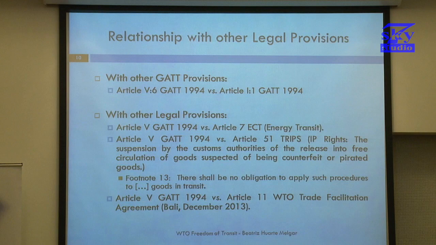Well, after clarifying the WTO freedom of transit provision, it is interesting to analyze the relationship of this provision with other legal provisions. Concerning the MFN treatment, the panel in the Colombia Ports of Entry case pointed out that while Article 1, Paragraph 1 of the GATT ensures MFN treatment to like products of all origins, Article 5, Paragraph 6 of the GATT ensures MFN treatment, as I said before, based on its transit trajectory, regardless of the existence of a like product of a different origin.